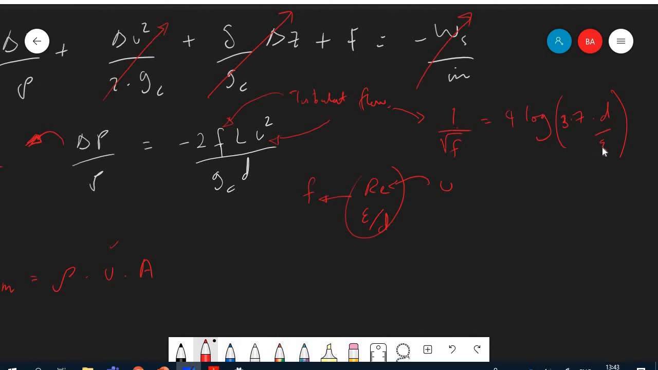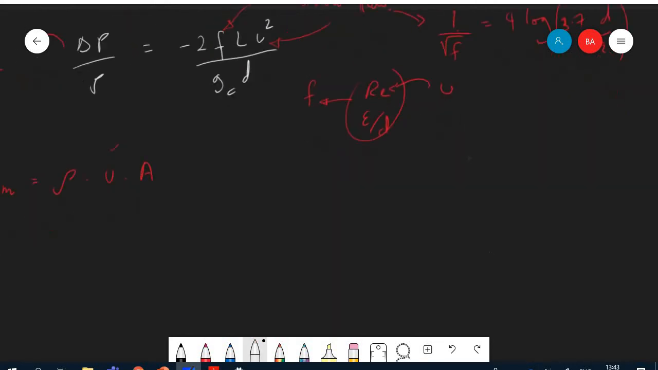And in this case, I'm going to calculate E and D, and then I'm going to get F, and then substitute F. I already have delta P. I'm going to calculate U. Okay, so that is the whole idea. So what we are going to do here, we are going to calculate F.